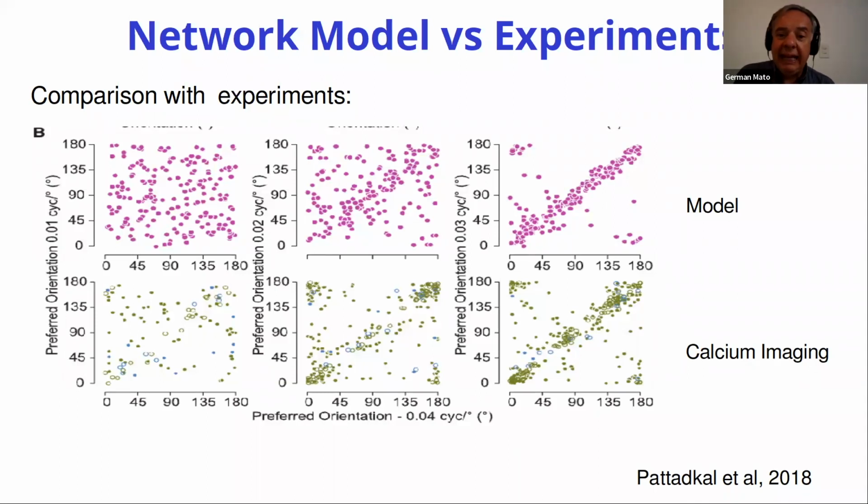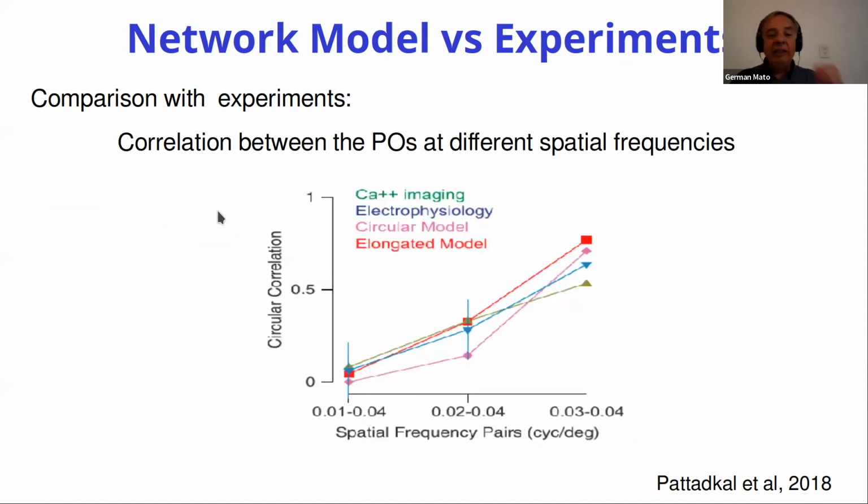Of the preferred orientations. This result can be quantified by evaluating the circular correlation coefficient of the preferred orientations. Here we should have a value near 1, where there is a strong correlation between the preferred orientations, and here it should be 0. So if we compare how this correlation coefficient decays as we change frequencies, 0.03 with 0.04 is high, 0.02 with 0.04 is weaker, and 0.01 with 0.04 is almost 0.